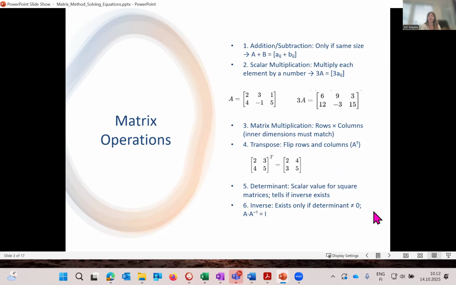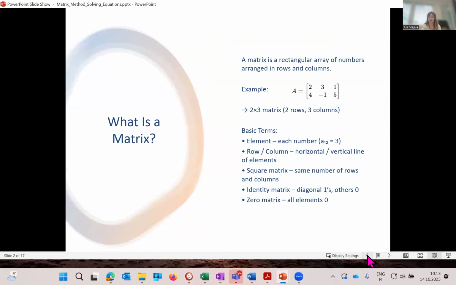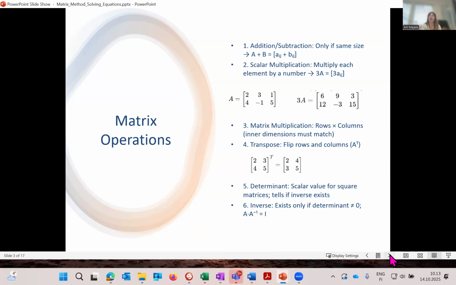Then there is the determinant, where you can just calculate a number for square matrices. And then you also have an inverse matrix. The matrix I, the identity matrix.